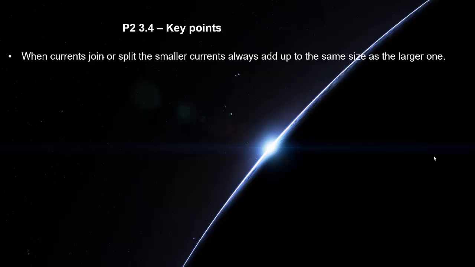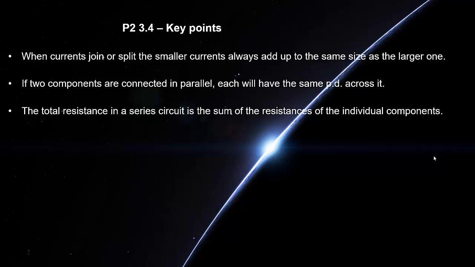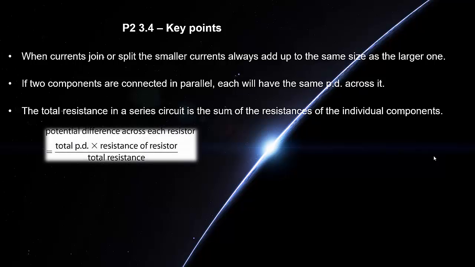When currents join or split, the smaller currents always add up to the same size as the larger one. If two components are connected in parallel, each will have the same PD across it. The total resistance in a series circuit is the sum of the resistances of the individual components. Potential difference across each resistor equals total PD times resistance of resistor divided by total resistance.